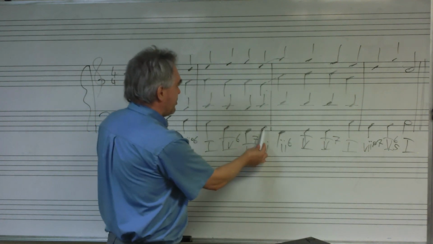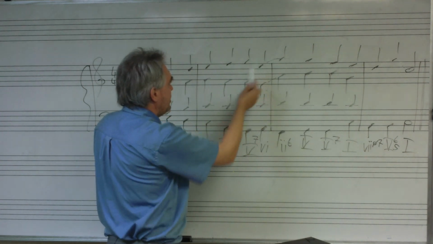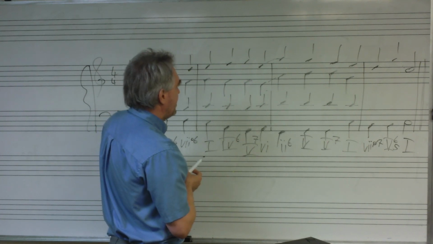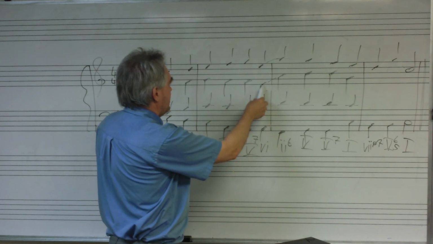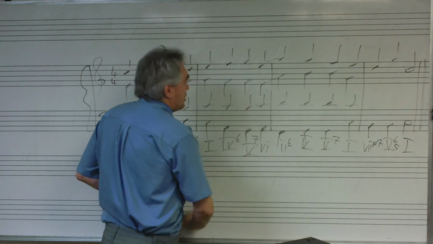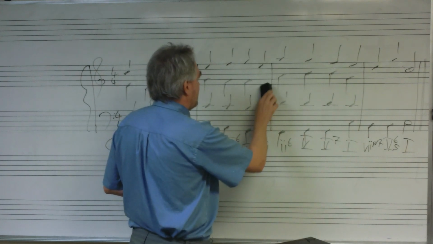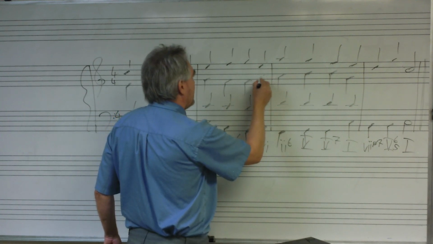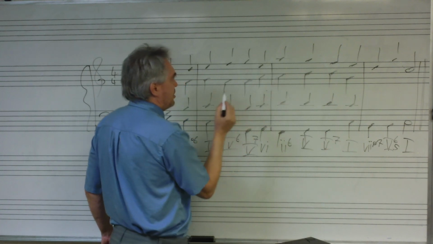So our A chord, A, C, E, E, in this case doubled the fifth of the chord, the E. Let's see what we can do. If we were going to A, C, E doubling the root of the chord.